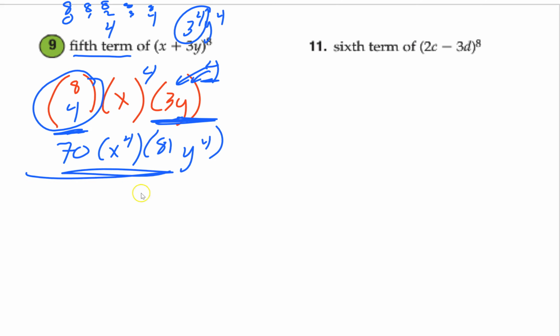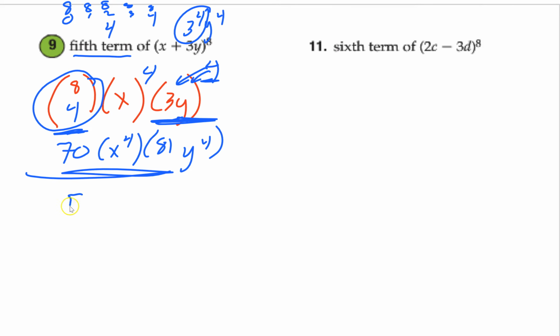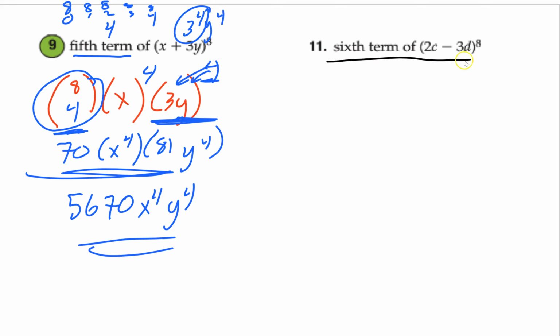These are all being multiplied. So if you're not sure, use your calculator. Times that by 81. 5670. X to the 4th, Y to the 4th. Right, again, that's the idea. Just make sure we understand how to do these. Let's look at the sixth term of this one. And then do a couple more.